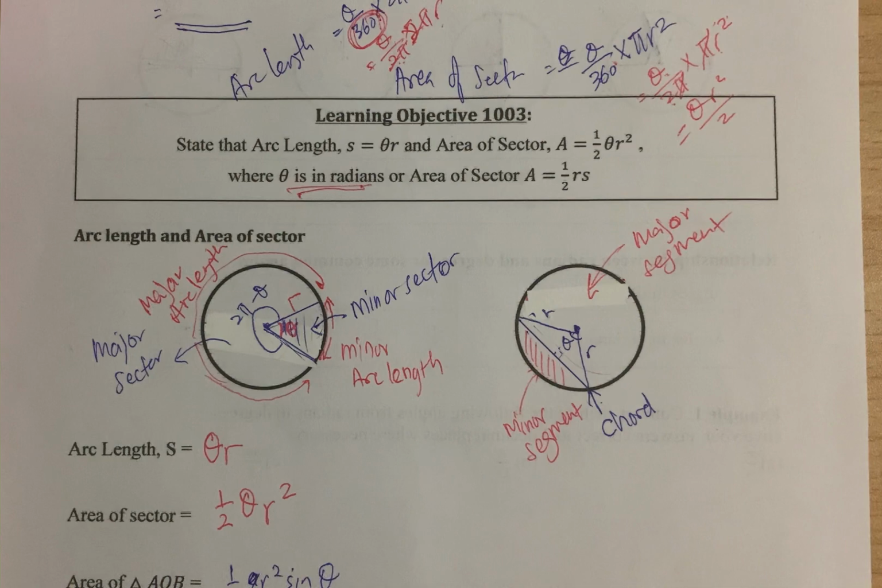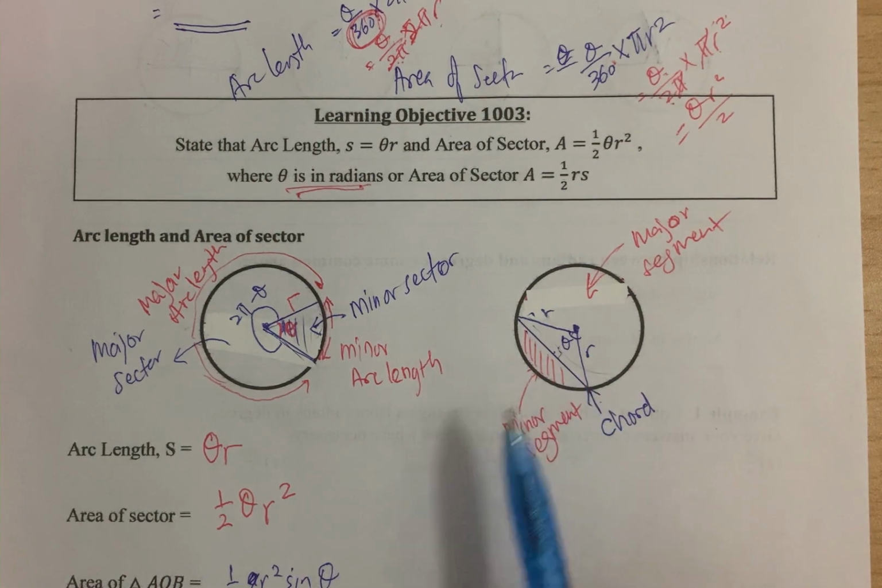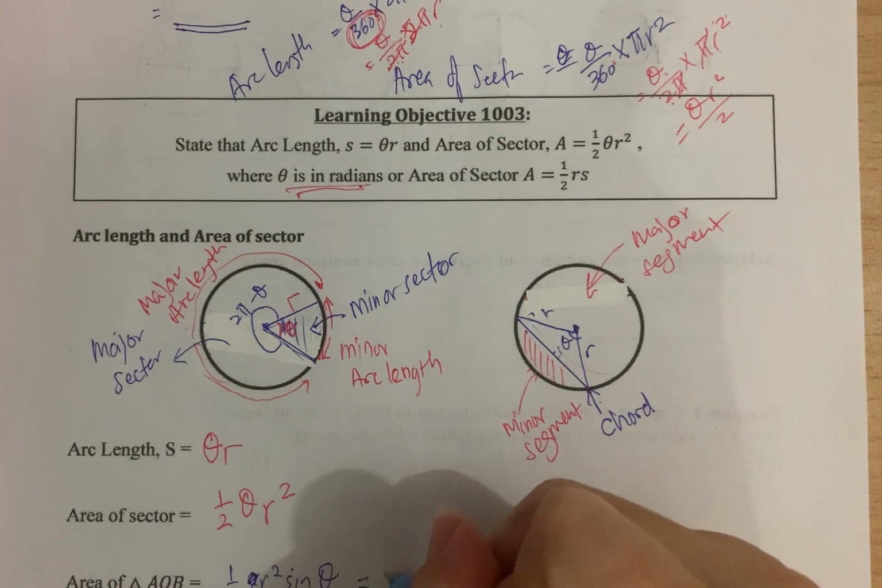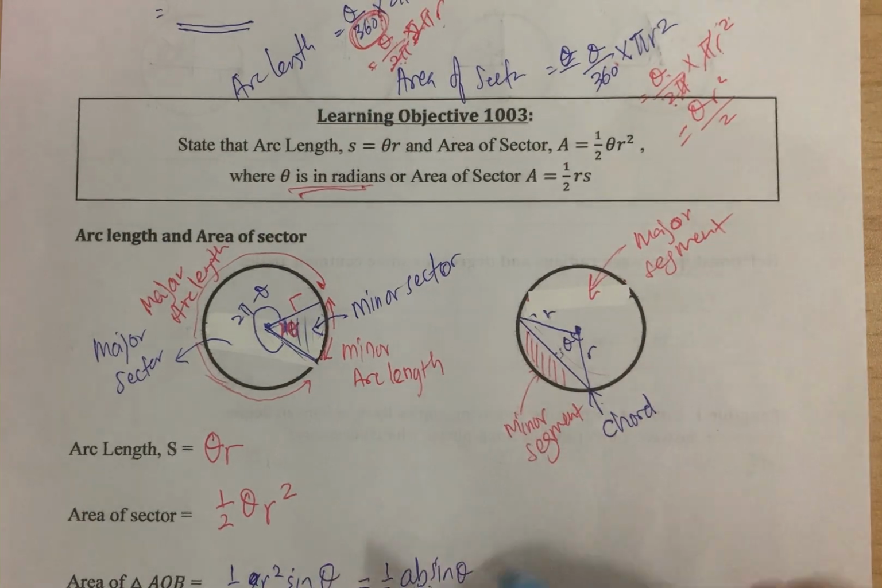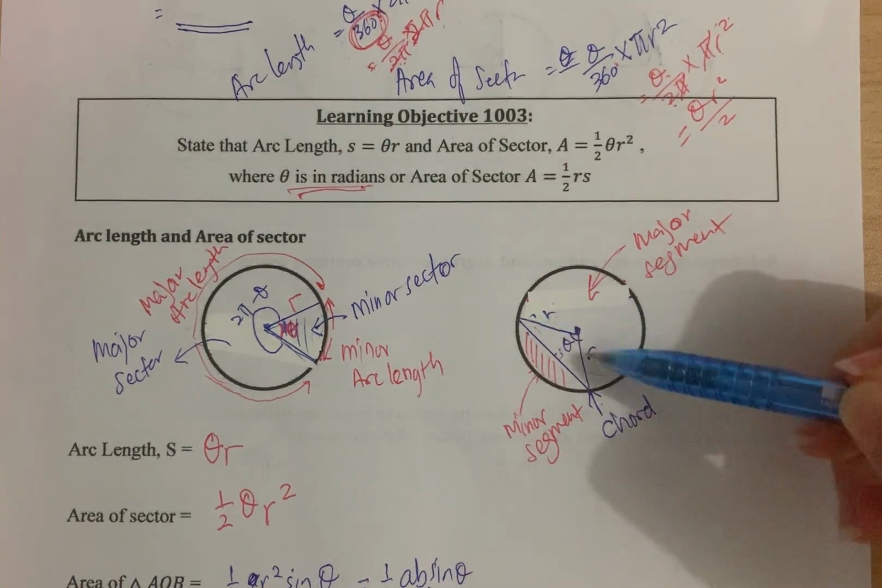If you don't remember, or don't understand how to get this, never mind. You just remember the formula. It's half r squared sine theta. Or in fact, you can also have half AB sine theta, where AB are the two sides beside the angle.